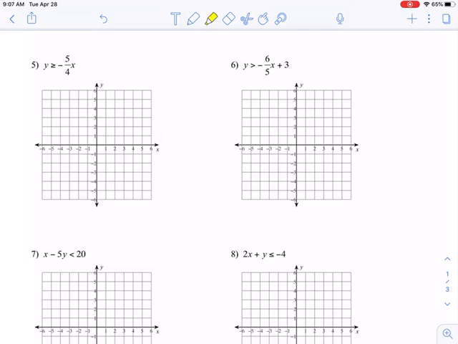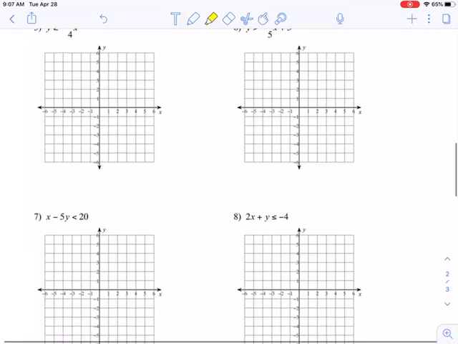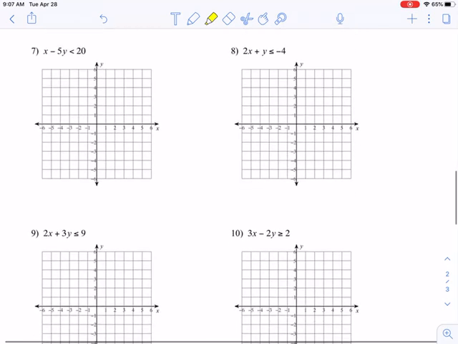Then, for questions 7 through 10, all of these you need to first put in the correct format of y equals mx plus b. So once you do that, then you can graph them.